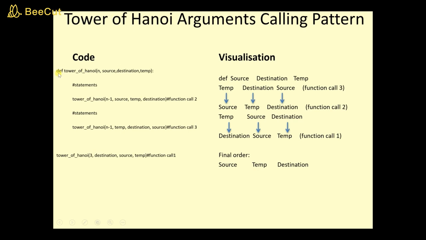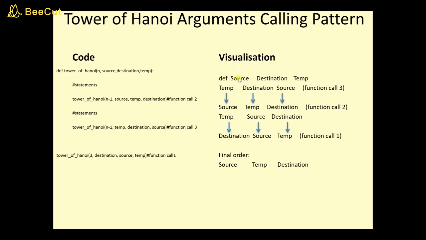This is the code, and here this function is defined: Tower of Hanoi with source, destination, temp. One thing which should be clear is that however the arguments in this function are defined, we have to arrange the function call arguments in the same order. You will get to know what I am telling you in some time. In this example, we will assume that first this function is called, then function call 2 is called, and then function call 3 is called. Inside function call 1, function call 2 is called, and inside function call 2, function call 3 is called. We will be visualizing this over here.